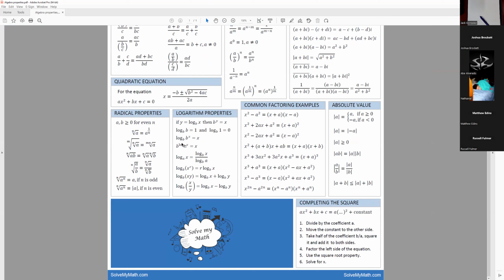If the bases match, they cancel. Same thing here. If it's the other way around and they still match, they will cancel.